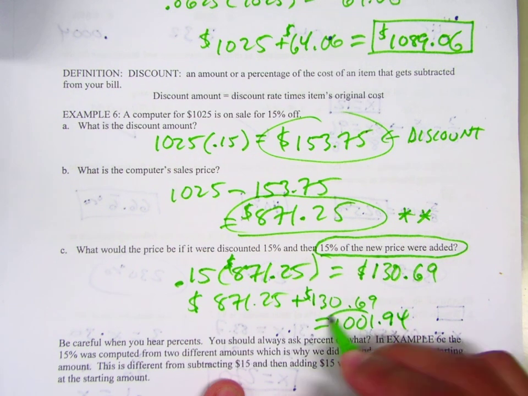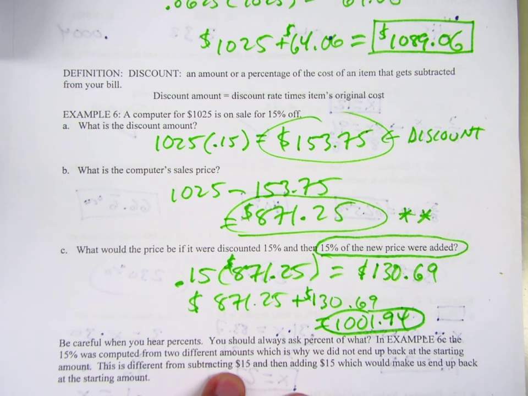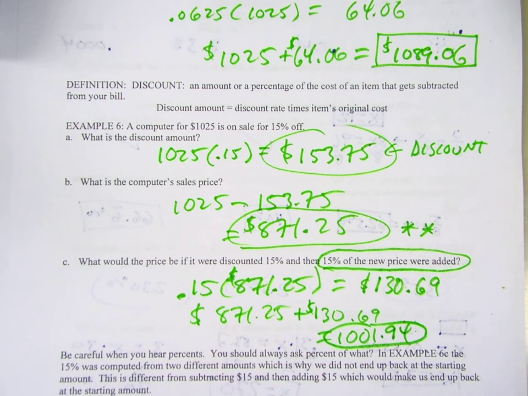So look, the important thing, because you might be asked, if I knock something 15% off and then increase that price by 15%, where should you be? A lot of people might say, well, you should be right back where you started, right? But that's not how it works. Because if your current price is 871.25 and you're doing that times 0.15, then that increase is not quite as much as the discount was to begin with. Does that make sense? So just keep that. That's what they're saying down here at the end. Be careful when you hear percents.